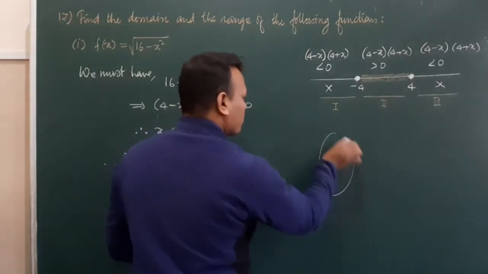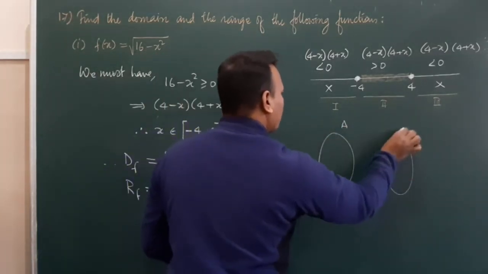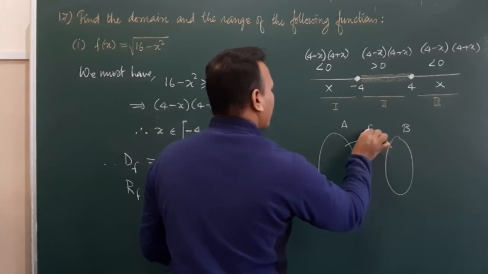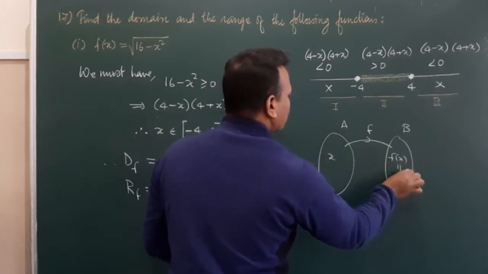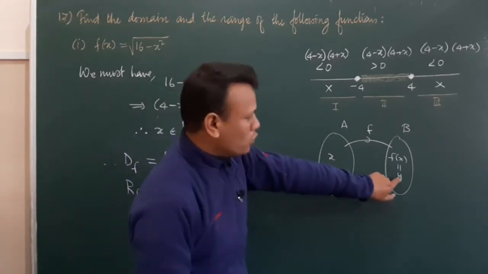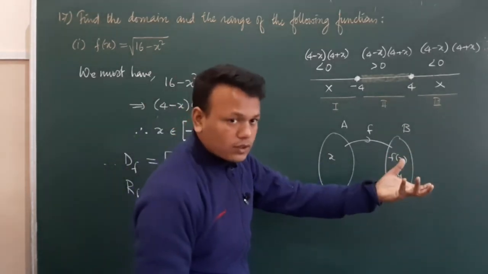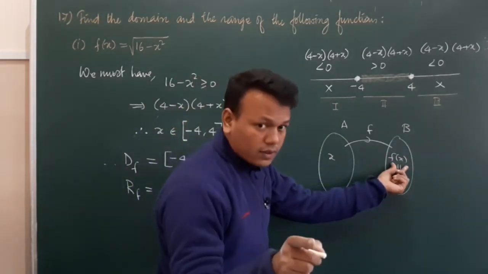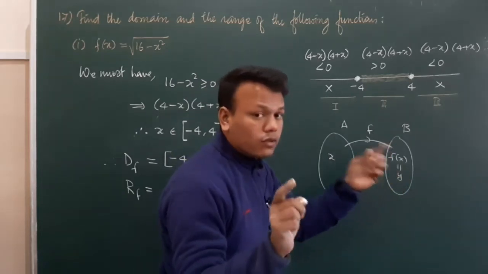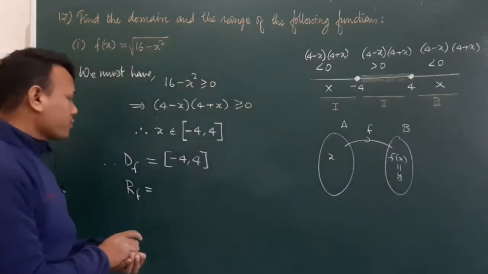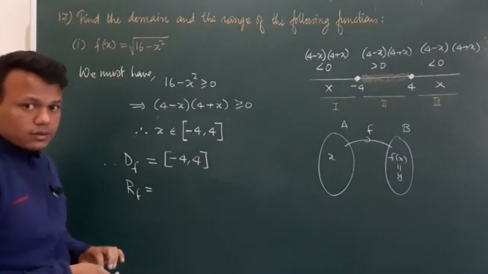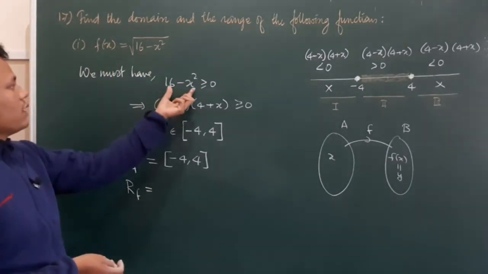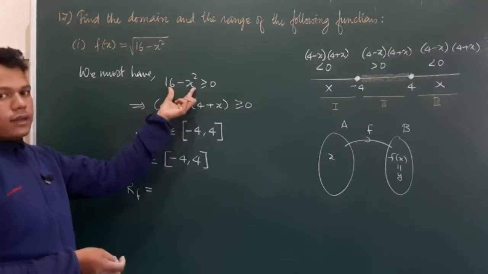So for example, if this is my set A, this is my set B, this is the function f, and this is my x, and it gives me f(x), or I can call this y as well. So the set of all those y gives me the range, that is, the set of all f(x) gives me the range. So here, what are the possible values of f(x)? Here you will see, this is my f(x), isn't it?